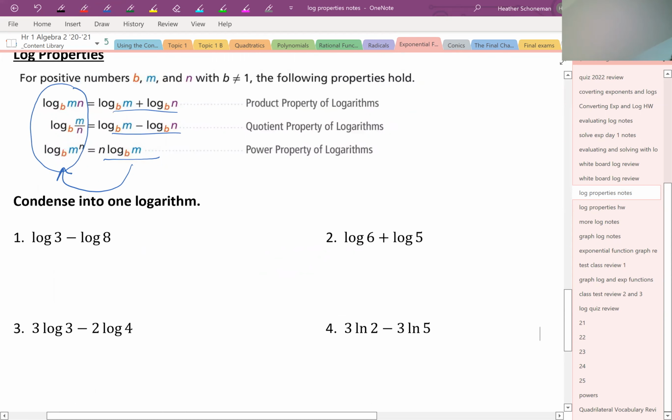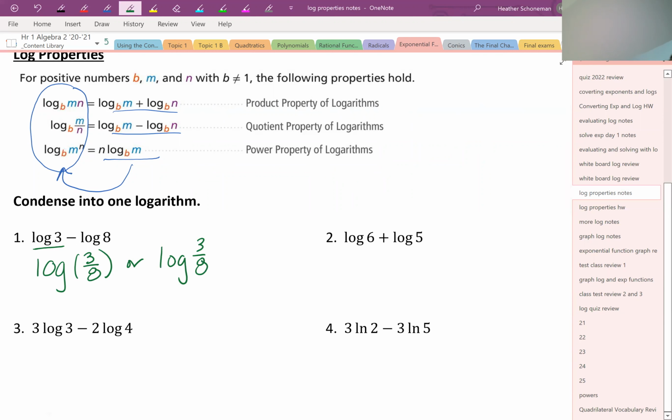We're just moving in the opposite direction. Okay, this first one, because it's subtraction, that means that we're going to rewrite it as division, and whichever goes first is listed on top. So this is going to be log of 3 over 8, parentheses optional. So you could write this as well, same thing. Now, once you get that, you need to see, can I simplify that any? Does 3 over 8 reduce? Nope. So I'm done. It's over.